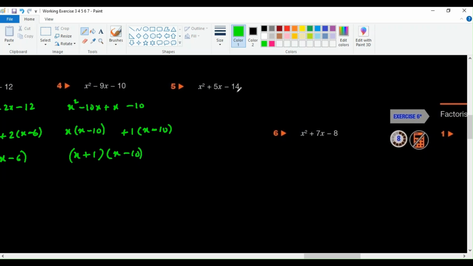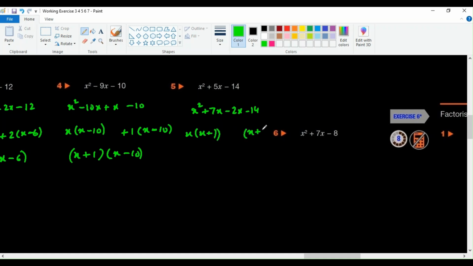When it comes to 14, so 14 you get plus 7 and minus 2. So x square minus 14 as it is, and plus 7x minus 2x gives us plus 5x, and 7 times 2 is a 14. So x plus 7 comes in one bracket.